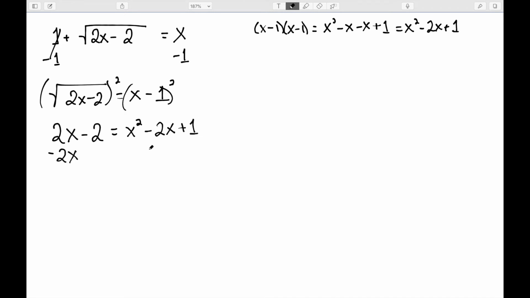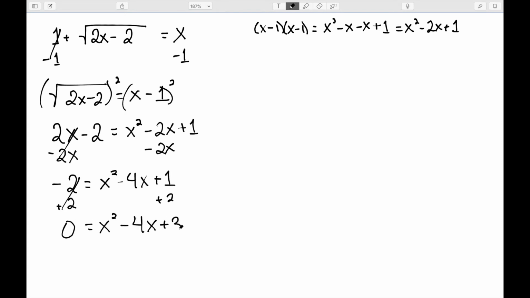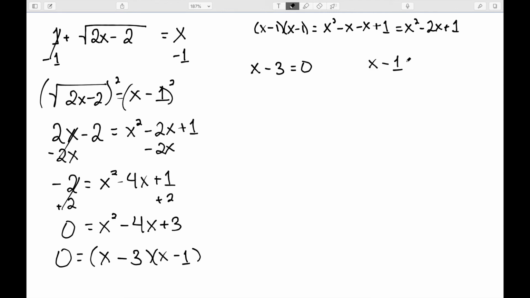Since this is a quadratic, I need to get everything on one side, so I'm going to subtract 2x. That gives me negative 2 is equal to x squared minus 4x plus 1. Add 2 to both sides. I get 0 is equal to x squared minus 4x plus 3. We need to factor. Two numbers that multiply to give me 3 and add to give me negative 4 are negative 3 and negative 1. So I have x minus 3 is equal to 0, or x minus 1 is equal to 0. That tells me my solutions are x equal to 3 and x equal to 1. And we do need to check.